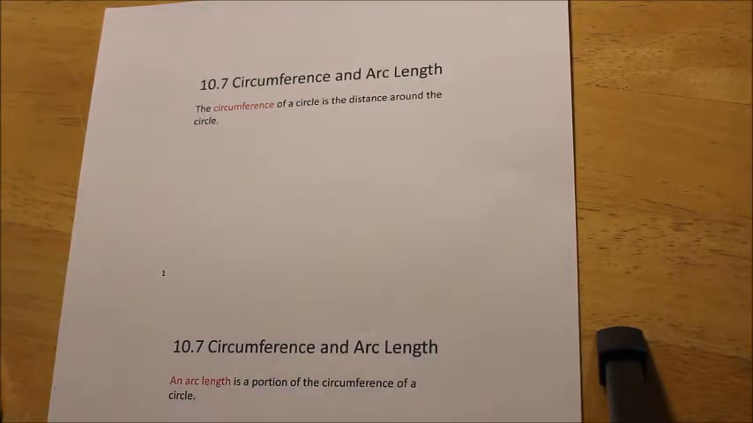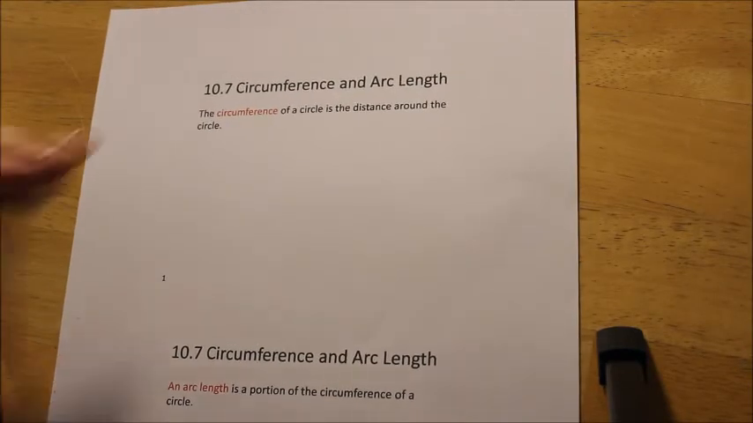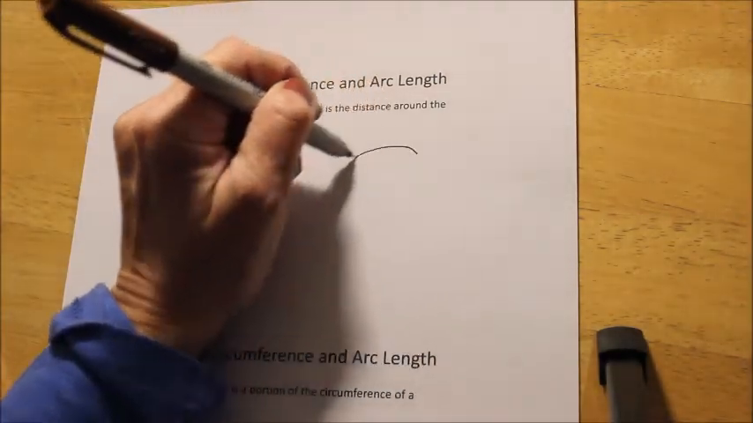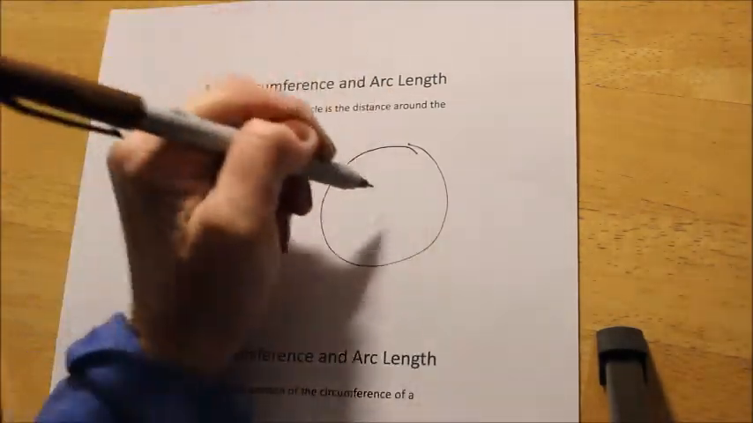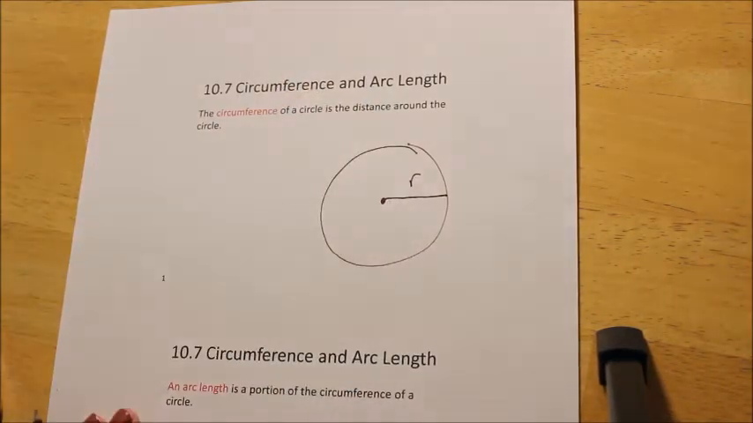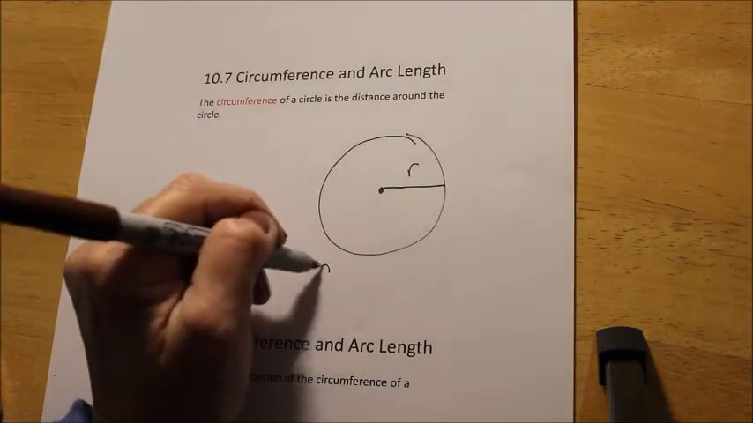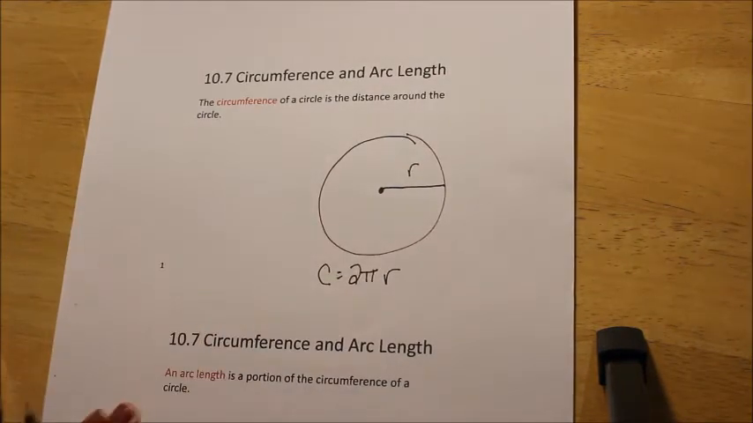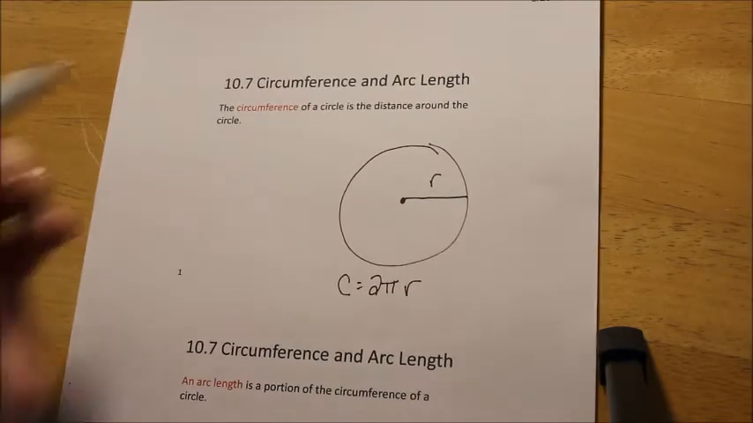There we go. Is that the right one? Okay. So first of all, we're going to review a formula that you should already know, and that is the circumference of a circle. When we're talking about circumference, it's kind of the same thing as perimeter, how far around a circle. So if you have a circle and you know the radius, the circumference of the circle is 2 pi r. Okay, that is the formula.